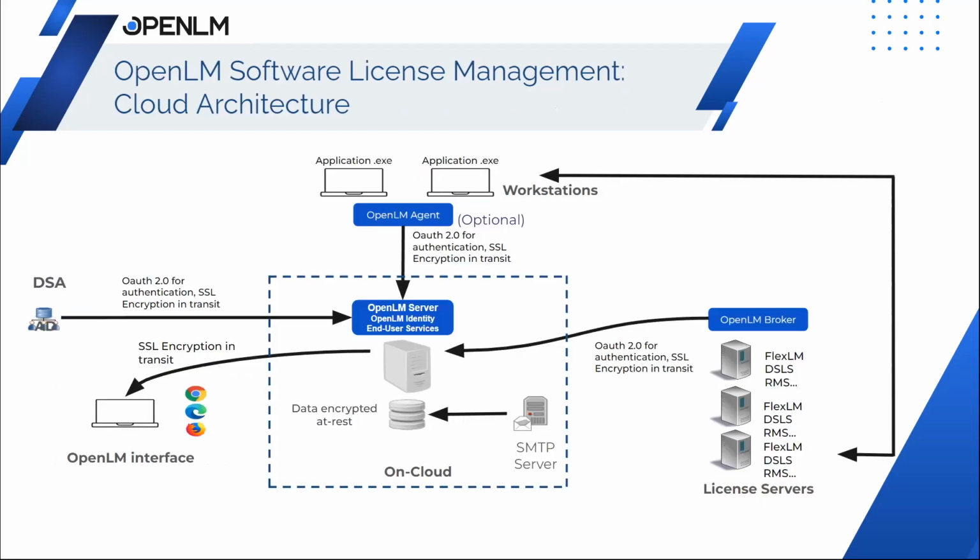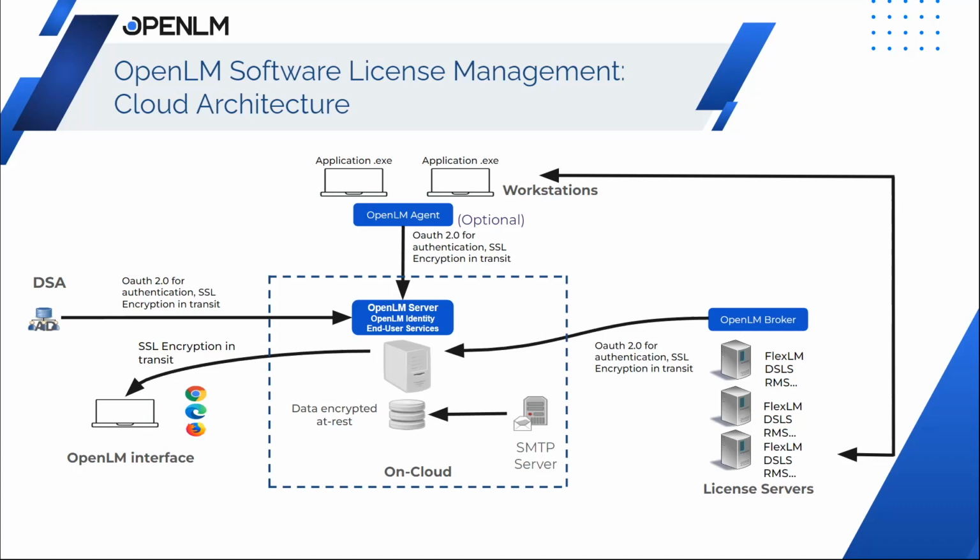OpenLM comes with two architectures, on-premise as well as cloud. So let's look at the cloud architecture. In the OpenLM cloud version, central components of the OpenLM system, including the database, are hosted on the cloud. Components hosted on the cloud are maintained by OpenLM. This means upgrades are automatically served and it is monitored to ensure high availability.